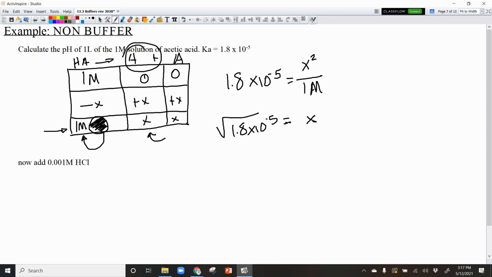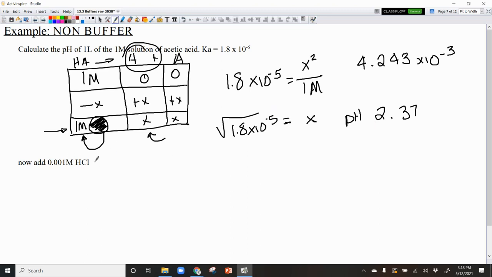So I'm grabbing my calculator. Okay, so the square root of 1.8 times 10 to the negative fifth is 4.243 times 10 to the negative third. I'm going to take the negative log of that, and it's going to give me a pH of 2.37. And that is a non-buffered solution of acetic acid.